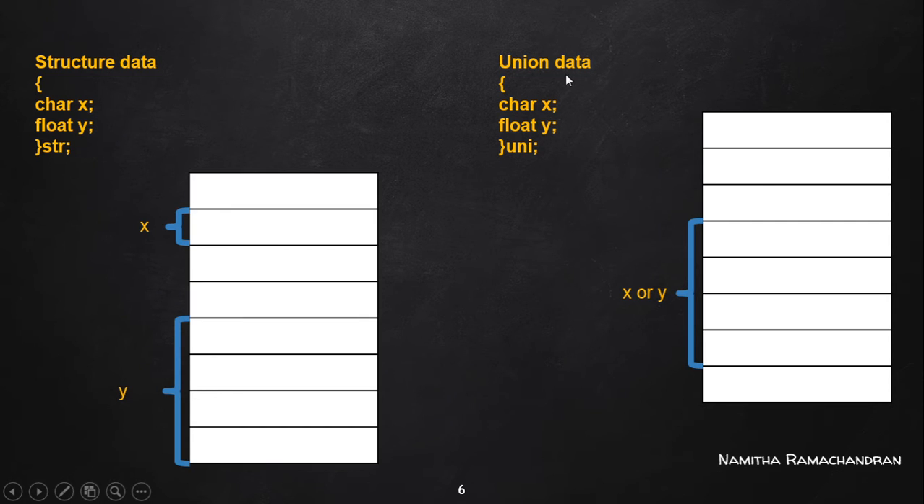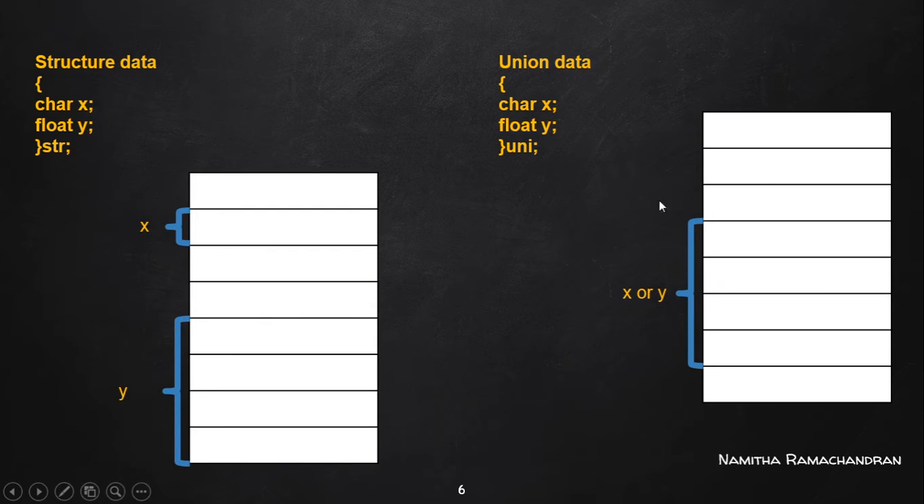Now consider the situation of union declaration. This is the syntax or template of our union. The name is data itself, with a character variable x and a floating point type variable y. While declaring this union type variable, what happens? Move to the system memory, and here it allots 4 consecutive bytes.